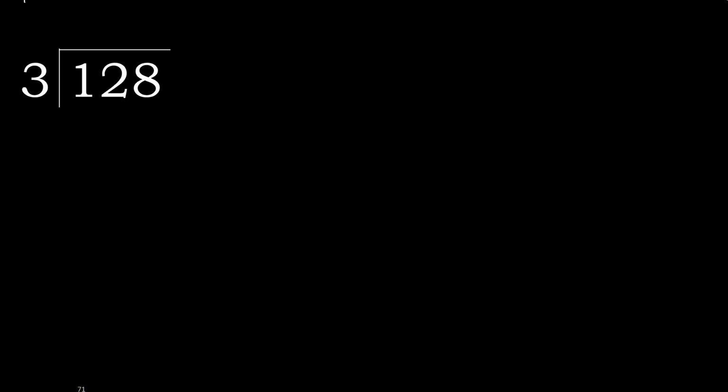128 divided by 3. 1 is less, therefore take the next digit. 12 is not less, therefore we work with 12. 3 multiplied by which number is nearest to 12, but not greater? 3 multiplied by 4 is 12.